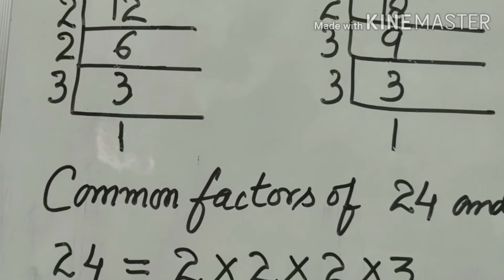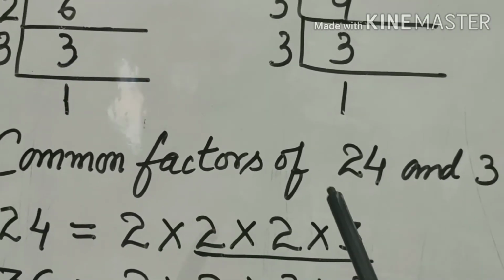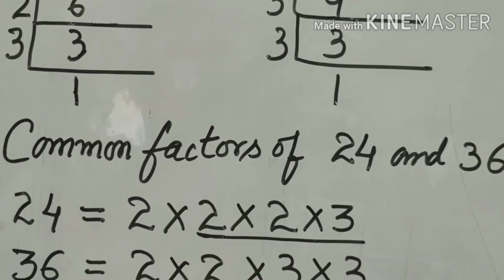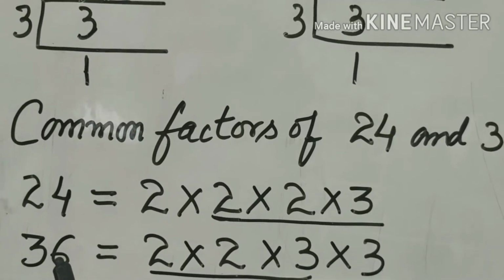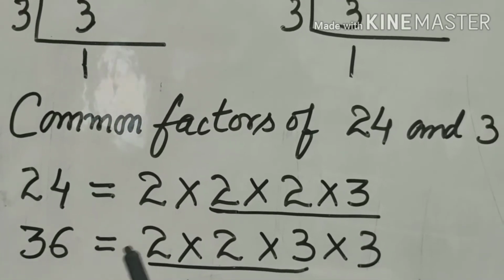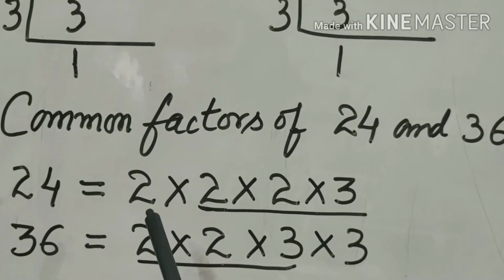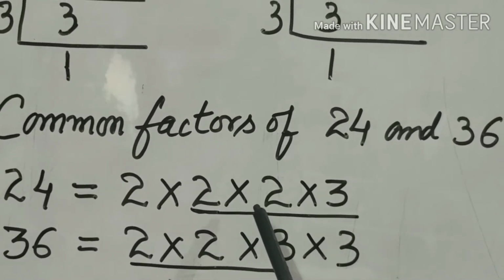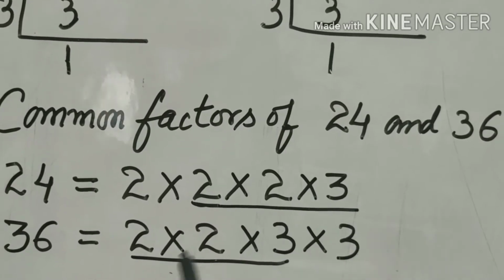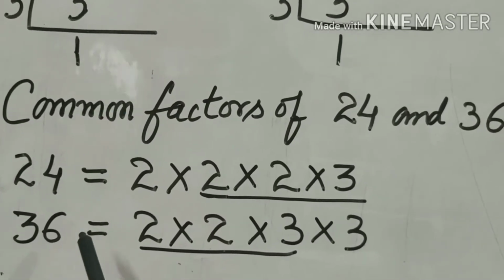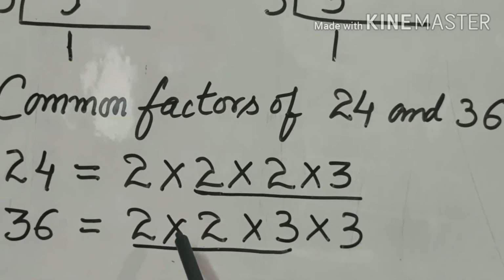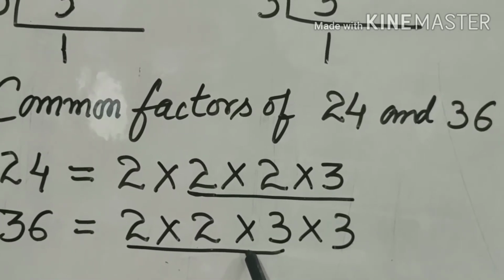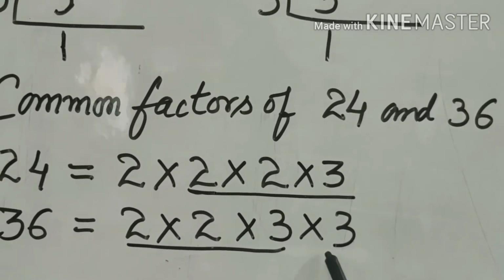Now we find the common factors of 24 and 36. We write 24 as the product of its prime factors: 2 multiplied by 2 multiplied by 2 multiplied by 3. 36 is equal to 2 multiplied by 2 multiplied by 3 multiplied by 3.